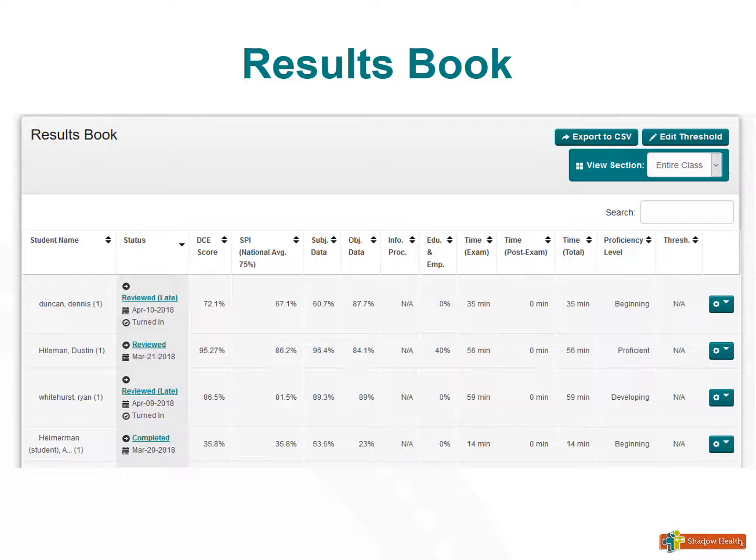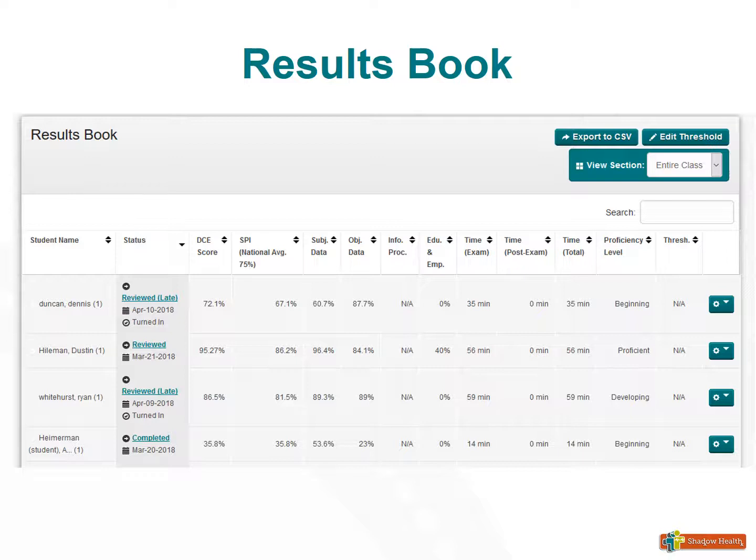But if you look at the first line, Dennis Duncan, you'll see that his DCE score was 72%. The DCE score is what we utilize for your grade in our grade book in NU 607. So Dennis would make a 72 on this assignment. But then also if you're going across the row, you'll see the national average. So how does Dennis compare to students nationally? Well, he's at 67%.